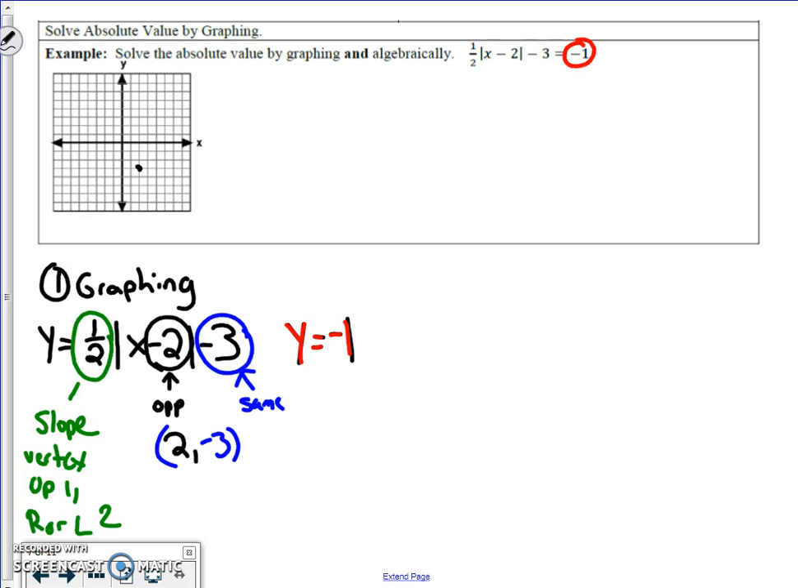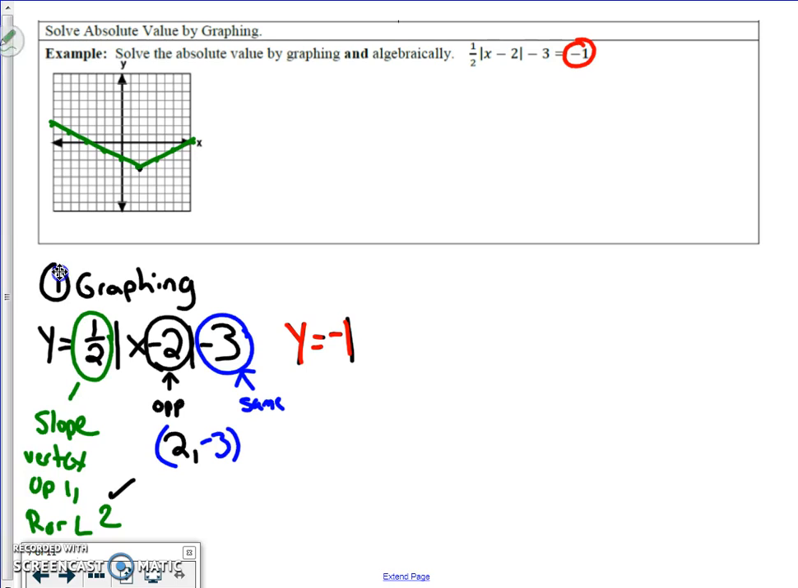And then I'm going to use my slope, which says I'm going to go up 1 and to the right 2, or from my vertex, up 1 and to the left 2. From each of these points, I will either go up 1 and to the right 2, or up 1 and to the left 2. At this point, I can complete my absolute value graph here and here.